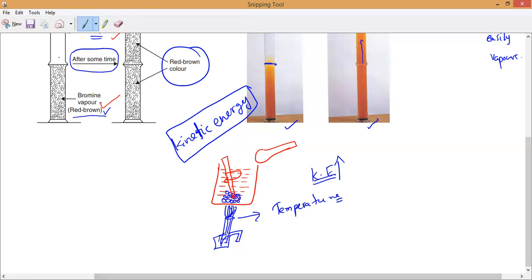So temperature is the one which also increases the rate. Rate of diffusion increases on increasing the temperature and decreases on decreasing the temperature. So the rate of diffusion increases on increasing the temperature of the diffusing substance by heating. Is it okay, everybody? When the temperature of a substance increases by heating, will the particles gain more kinetic energy or less? Gokul, they'll gain more kinetic energy.